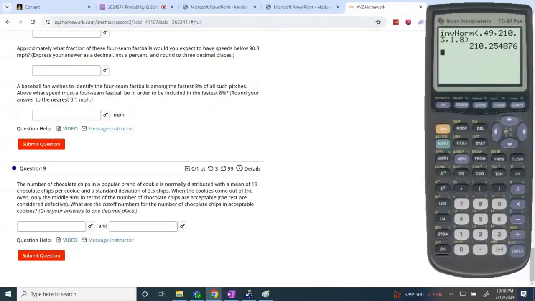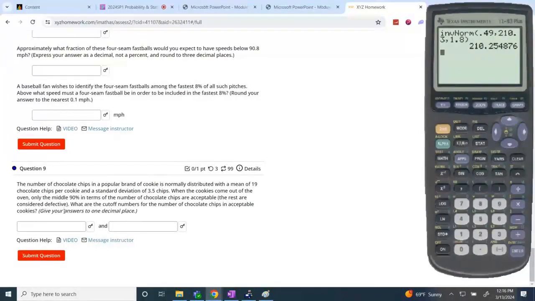The rest are considered defective, all right? Because they would either have too few chocolate chips or too many chocolate chips. So they want to cut out the cookies that have less than what they're supposed to have and the ones that have a whole lot more. What are the cutoff numbers for the number of chocolate chips in acceptable cookies?